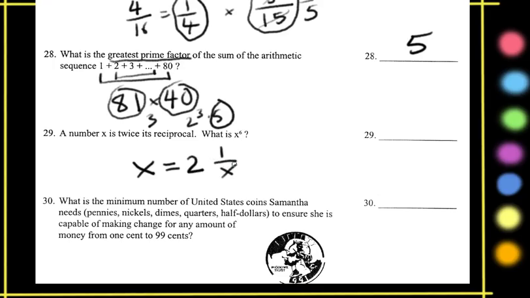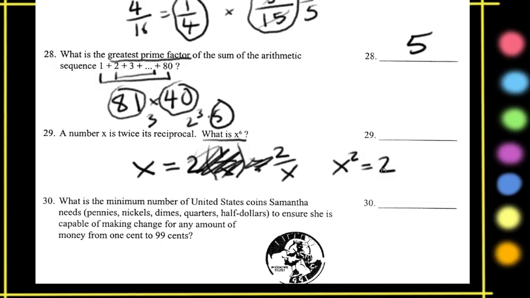Okay, so x is equal to twice its reciprocal. This is how you write this. Okay, so x is equal to 2 times its reciprocal. The reciprocal of x is 1 over x. So this is also equal to just 2 over x, right? So x is equal to 2 over x. They want to know what is x to the 6th. Okay, so let's forget this middle part here. Let's just multiply both sides by x. So that gives us x squared is equal to 2.